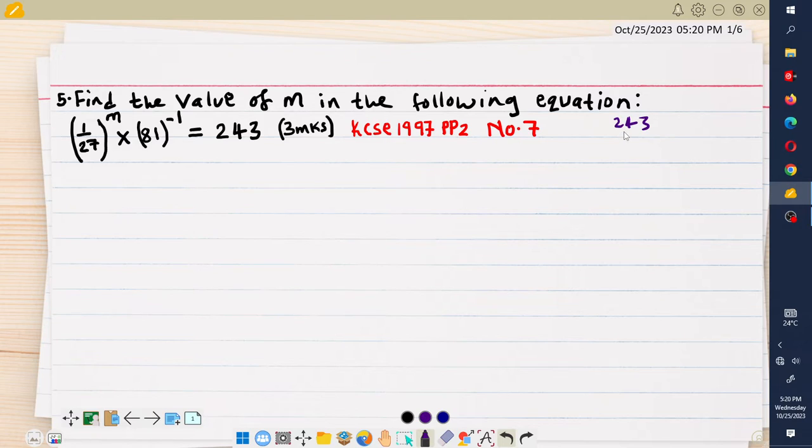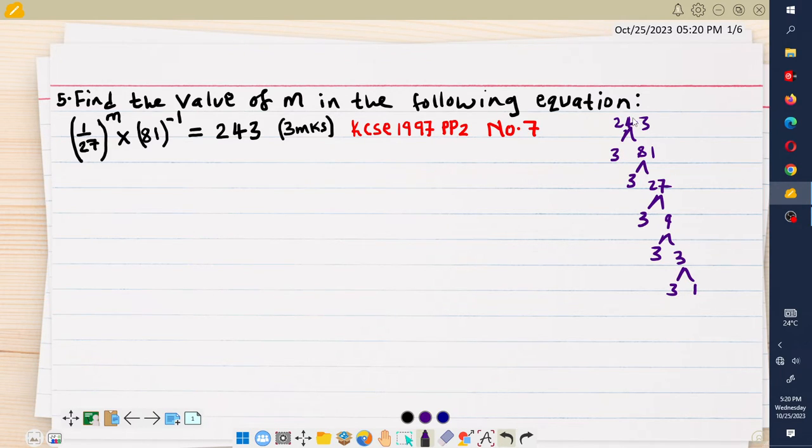Of course, among the common factors, I'm going to start with 3. So 243 over 3, of course, we get 81. Then 81 over 3, you get 27. 27 over 3, you get 9. Then 9 over 3, you get 3. Then lastly, 3 into 3, you get 1.